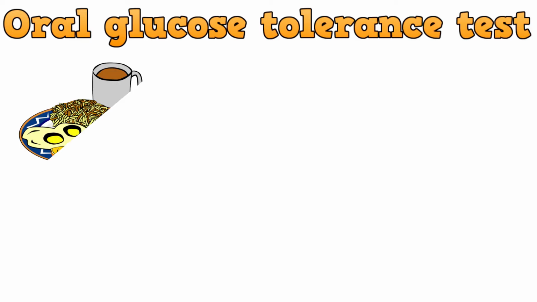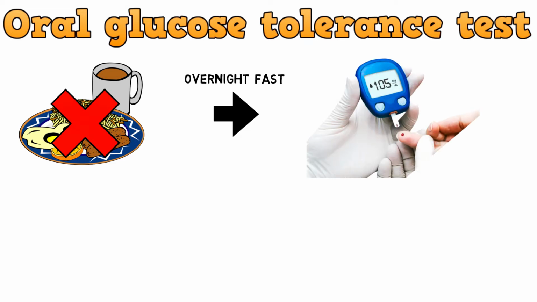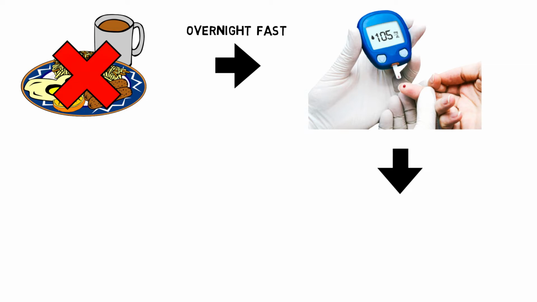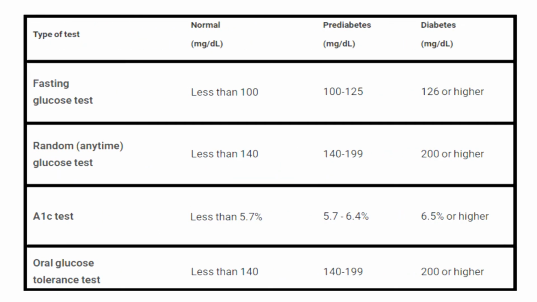Last test to diagnose diabetes is the oral glucose tolerance test. In this test, the blood glucose level is first measured after an overnight fast. Then you drink a sugary drink. After that, your blood glucose level is checked at hours 1, 2, and 3. So, these are the interpretations of all the tests which will confirm whether you have diabetes or not.